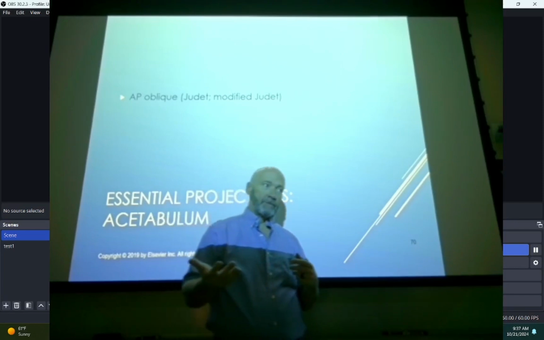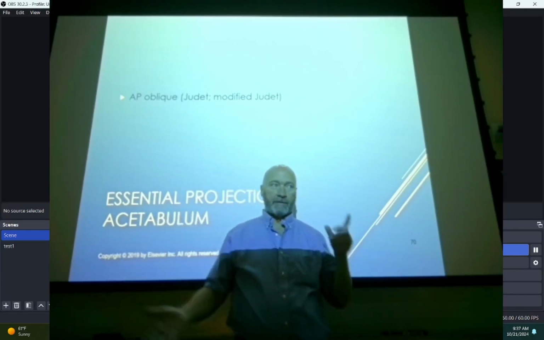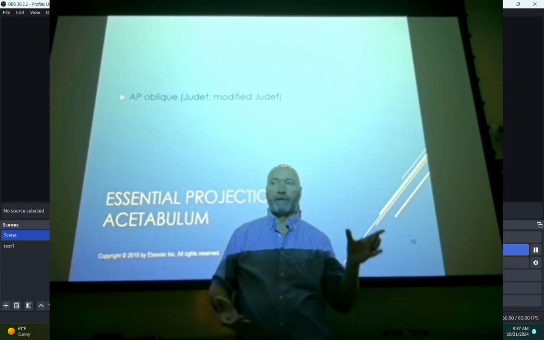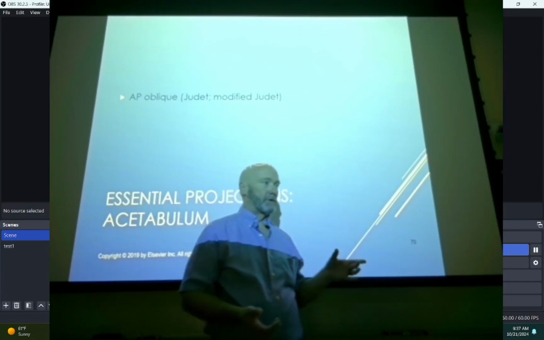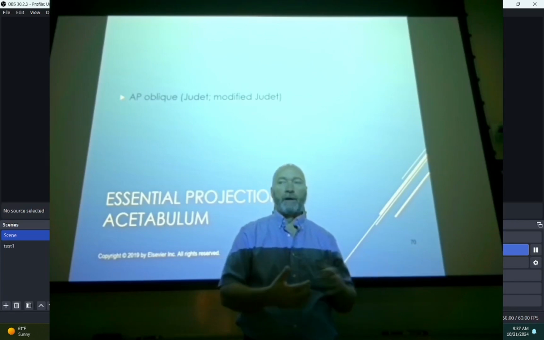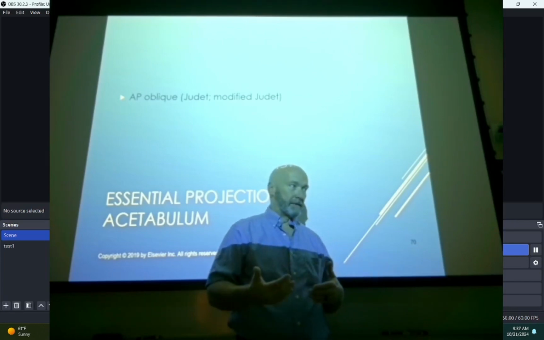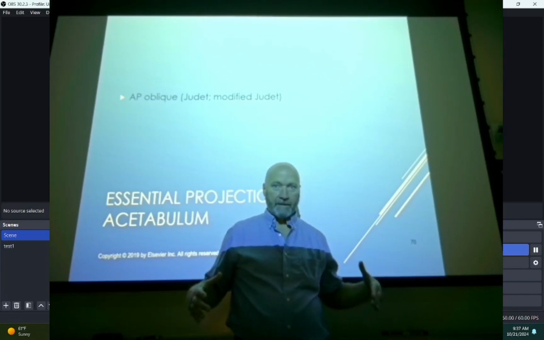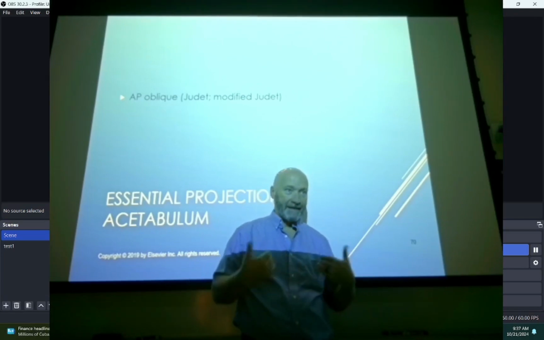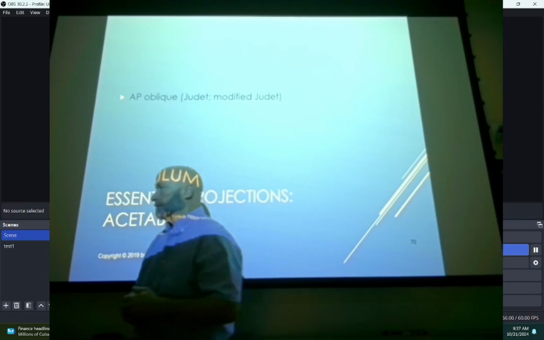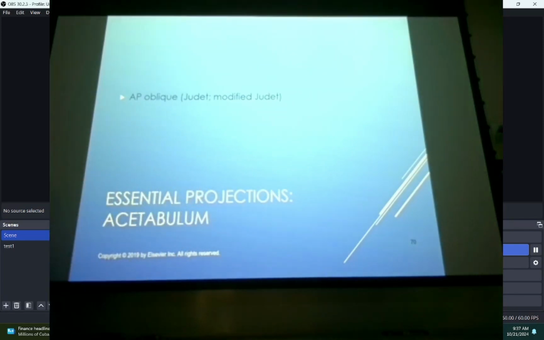We're still going to call them Judet views. The textbook says Judet is just for the acetabulum. It's two obliques to show the acetabulum, AP and lateral. Locally, I'm telling you, 14 by 17, full pelvis, two obliques. That's our Judet views because it shows you everything.